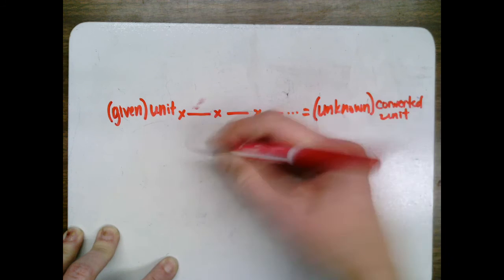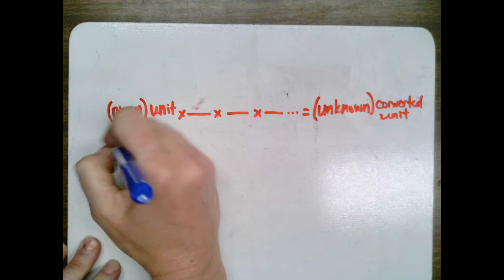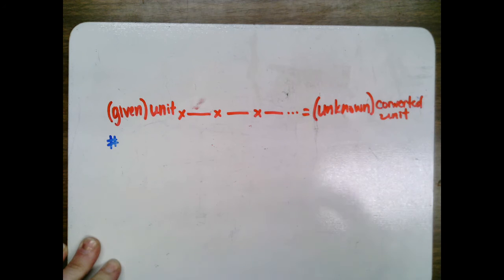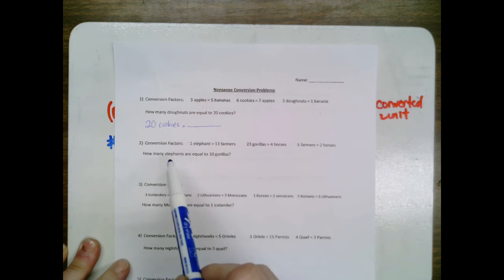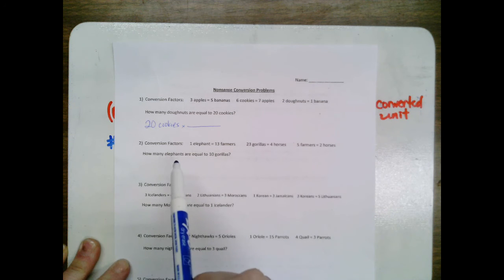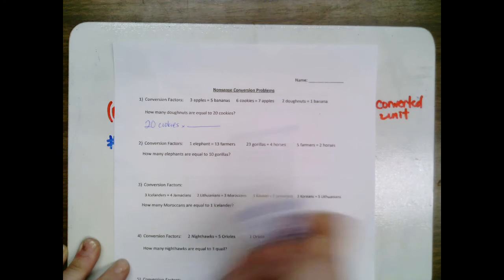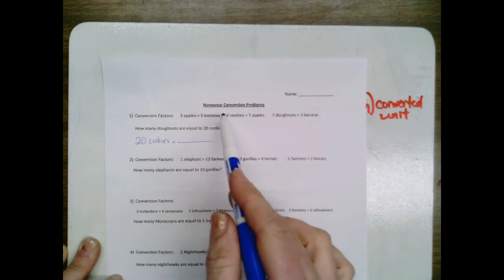Okay, so that's how it looks. Oftentimes one of my comments is going to be use your units to solve your problem. I say, map out your units. So I'm going to use problem number 2 and show you how you can map out your units. Your problem is here. You were given that 10 gorillas can be converted to elephants, and it's asking how many elephants would be equal to 10 gorillas. Again, I have no idea what these actual things they're measuring are. Remember, these are nonsense conversions.